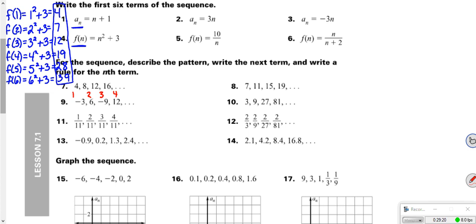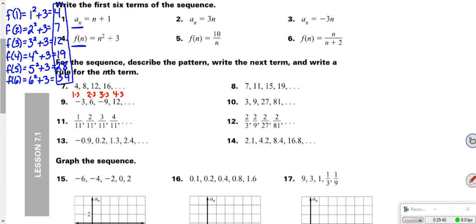Well, if we ignore the fact that our signs are changing, it looks to me that we are multiplying by 3. 1 times 3 gets me 3. 2 times 3 gets me 6. 3 times 3 gets me 9. 4 times 3 gets me 12. But there's one other thing.